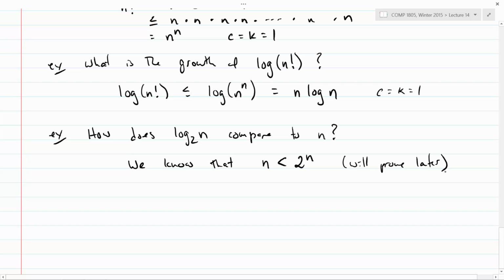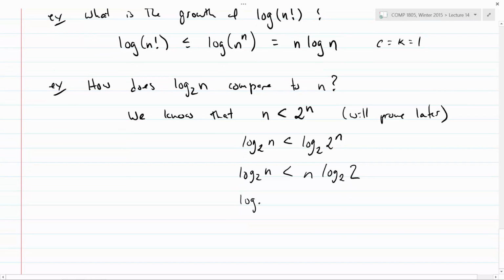Given that, you could take the logarithm of both sides of that inequality. That's a valid operation. I'll take the logarithm base 2. So log base 2 of n is less than log base 2 of 2 to the n. Given what I just said about the logarithm laws, I could write this as log base 2 of 2 to the n, which is the same as n times log base 2 of 2.